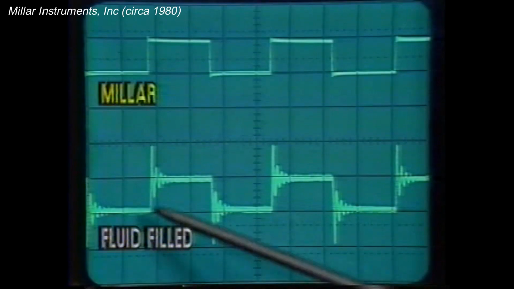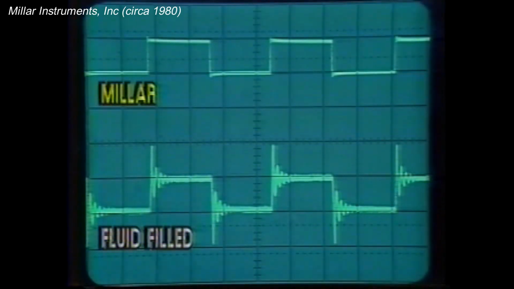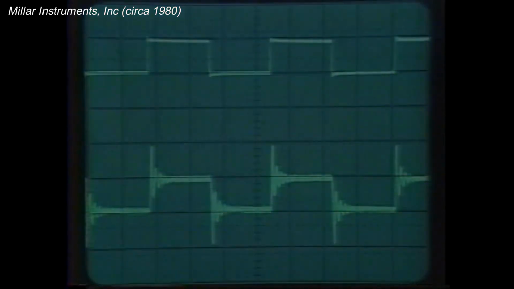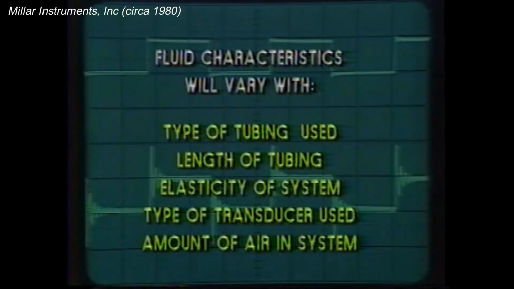After the high-frequency transition point, there is considerable overshoot and oscillation or ringing. These artifacts are characteristic of a fluid-filled catheter system and will vary with the type of tubing used, the length of the tubing, the elasticity of the system, the type of transducer used, and with the amount of air in the system, often in the form of microbubbles.